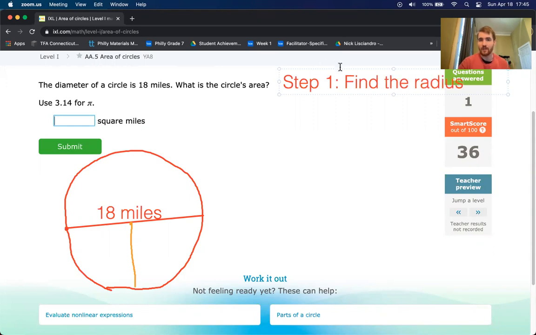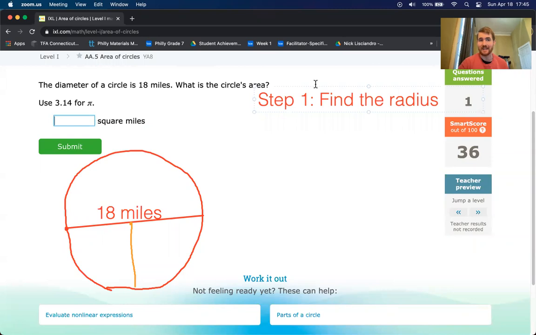Sometimes the problem will just tell you the radius. In this case, it doesn't. It tells us the diameter. So if you have the diameter, the radius is always half the diameter. So radius equals diameter divided by 2.